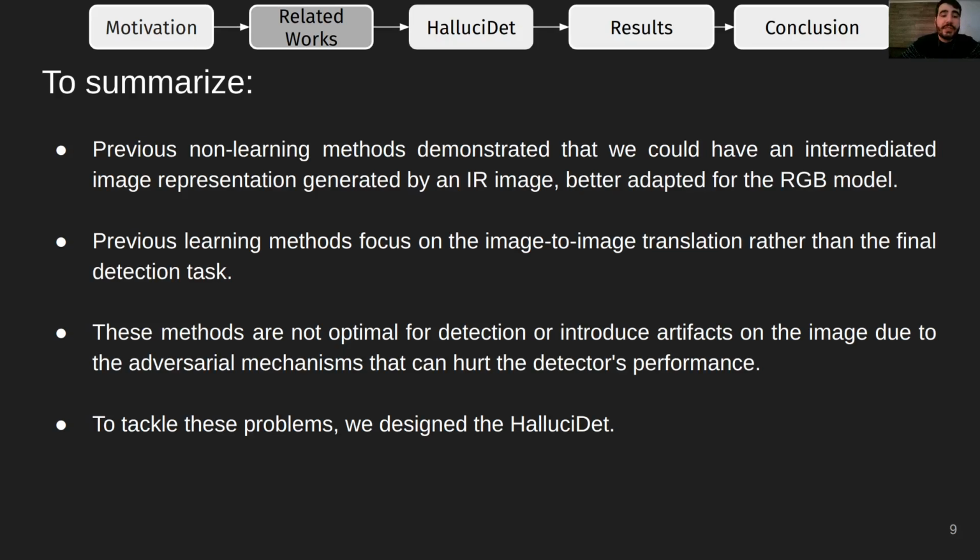Also, previous learning methods focus on image-to-image translation rather than the final detection task. These methods are not optimal for object detection, or they introduce artifacts on the image due to the adversarial mechanism that can hurt the detection performance. To tackle these problems, we designed HalluciDet.